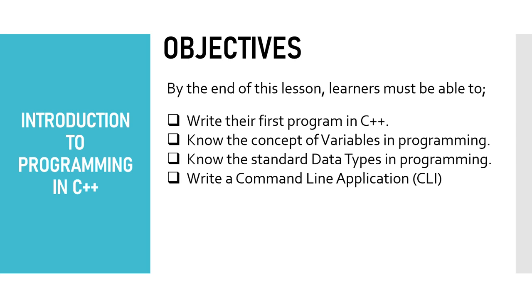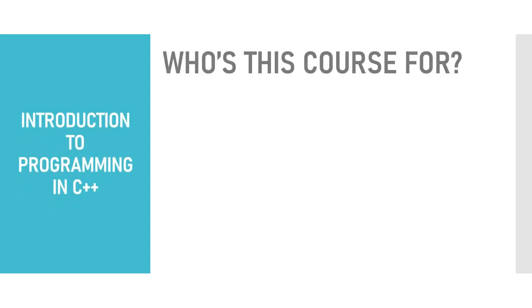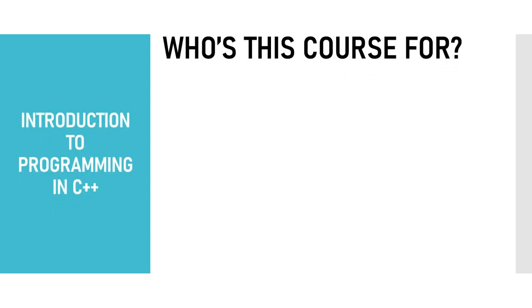Now, our course here is specifically on C++, so it is basically everything we need to know about C++. We're also going to write a command line application. After learning the whole thing, we're going to use the knowledge we get to actually write a command line application, an application or software that will run on the command prompt of Windows. That is what we call the command line application, the CLI.